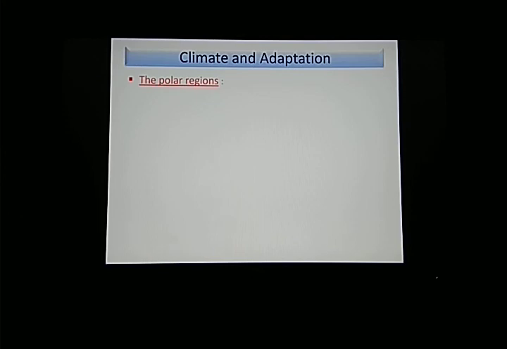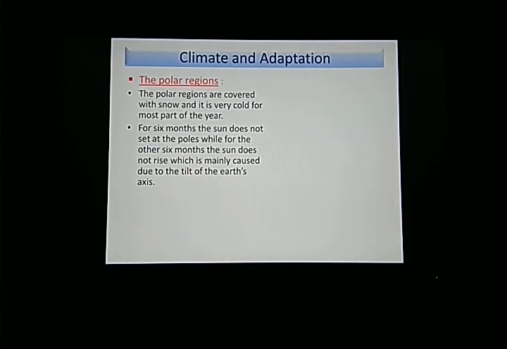We know there are two poles, the North Pole and the South Pole, and these polar regions are totally isolated from the rest of the geographical regions of the world. These polar regions are mostly covered with snow, as we all know, and so it is very cold for most parts of the year. Now for 6 months the sun does not set at the poles, while for the other 6 months the sun does not rise, which is mainly caused by the tilt of the Earth's axis.